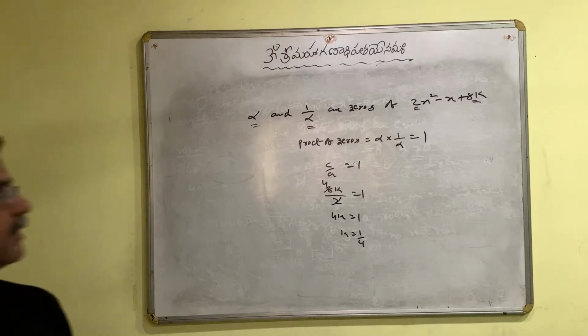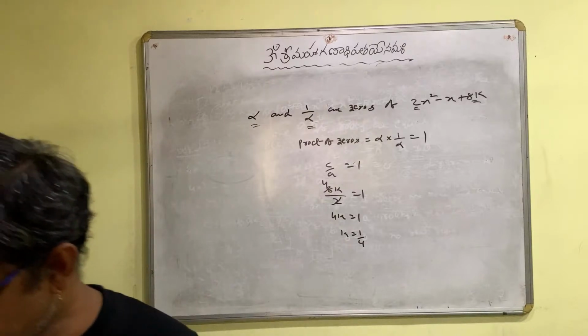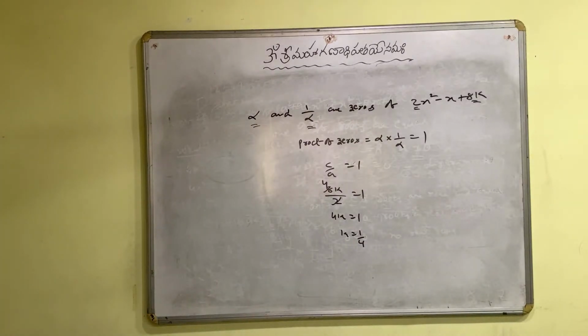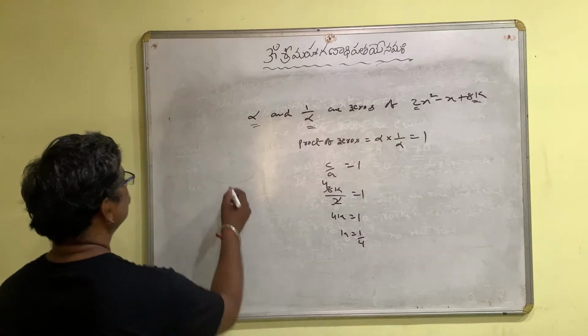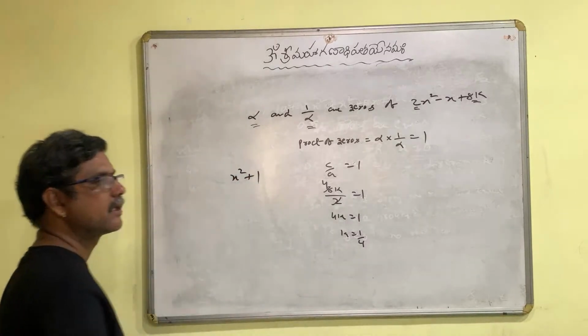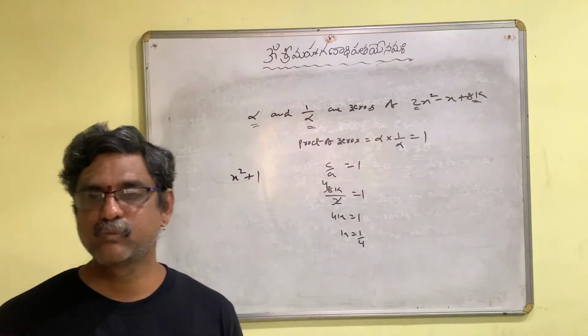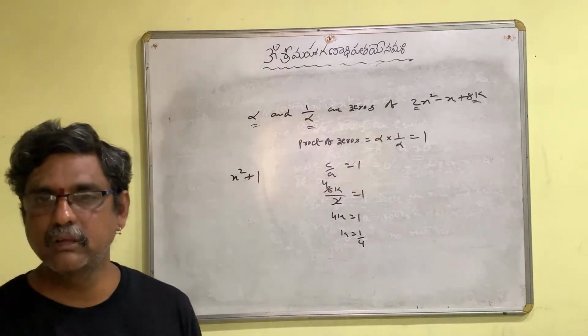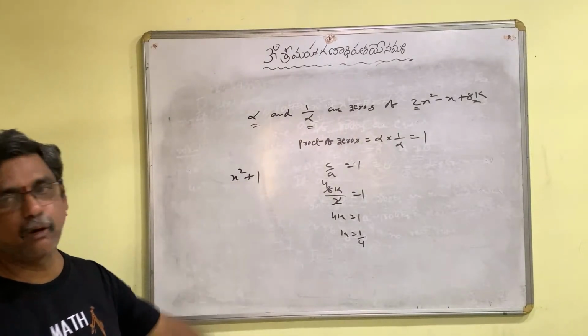The graph of x square plus 1 is equal to 0: intersects x-axis at two distinct points, touches x-axis at a point, neither touches nor intersects x-axis, or either touches or intersects x-axis. Which is right? Before thinking about the graph, think about the zeros of this polynomial.